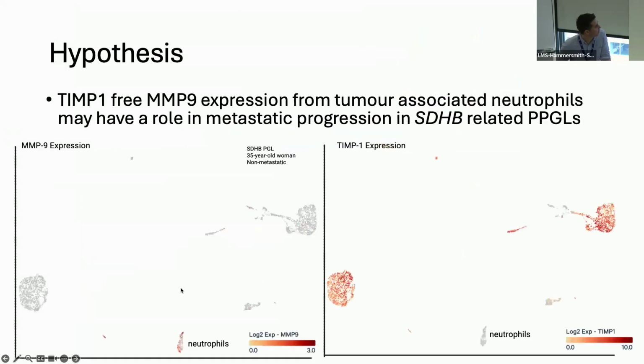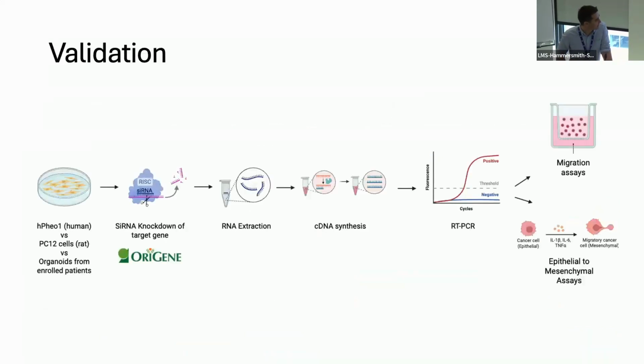So our hypothesis off the back of this is that TIMP1-free MMP9 expression from tumor-associated neutrophils may have a role in metastatic progression in SDHB-related PPGLs. We'd like to prove this. We're obviously going to need to increase the numbers from an N of 1. But single cell RNA sequencing is tricky. The numbers in the published data sets are small. I think there's one paper that published 5 samples, another that published 9. So we want to increase our numbers. We want to validate this by knocking down our relevant genes using human cell lines, rat cell lines, and possibly organoids, but this is complex in its own right. So that is our ongoing plan.